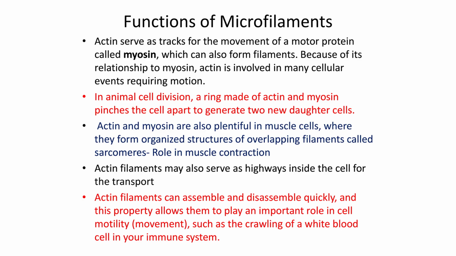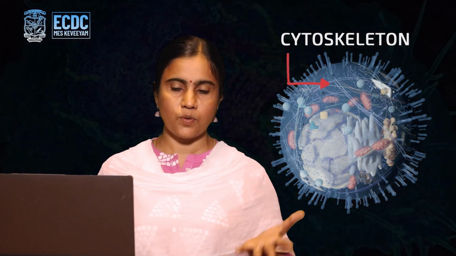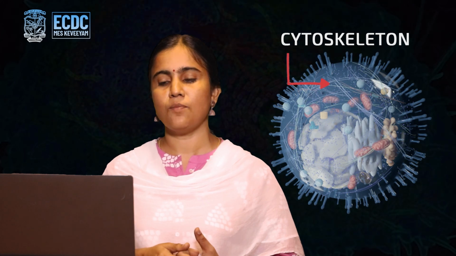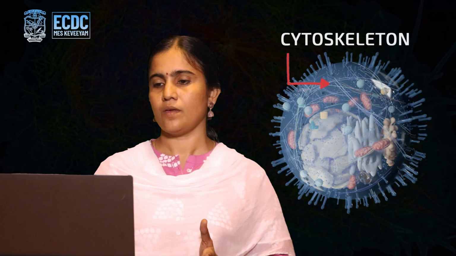Actin filaments may also serve as highways inside the cell for the transport of materials. Actin filaments can assemble and disassemble quickly, and this property allows them to play an important role in motility, that is, the movement of the cell, the crawling movement of the white blood cells in our immune system.